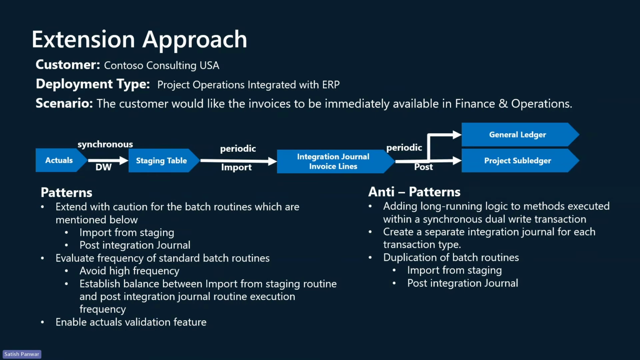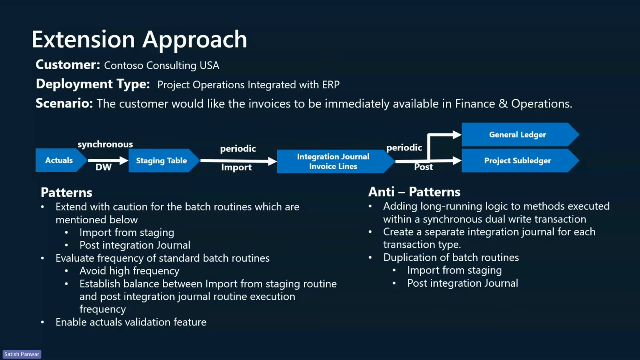Even in the case of relying on standard procedures, evaluate the frequency of import from staging and post-integration journal. Frequency of post-integration journal should be less than frequency of import from staging. The system groups journal lines into separate journals based on the value selected in the period unit. Possible values are day, month, year, or all. Otherwise, you'll end up with a lot of journals in the system, making the maintenance more difficult. Think about 10-minute frequency for import from staging and 30 minutes for post-integration journal.